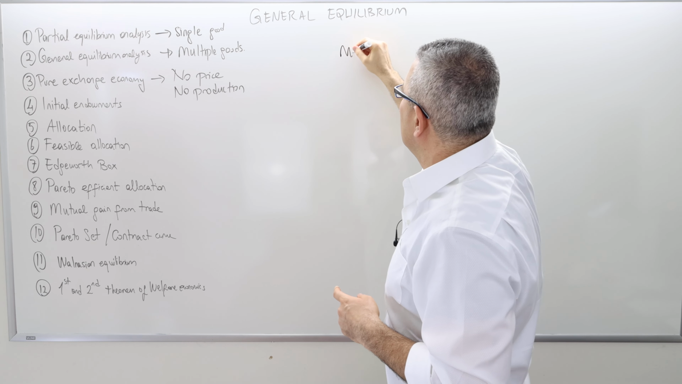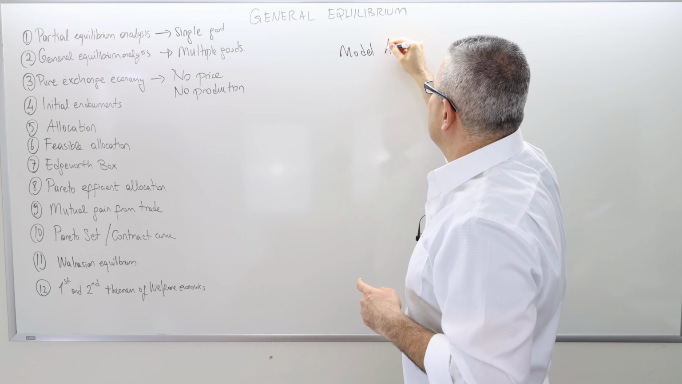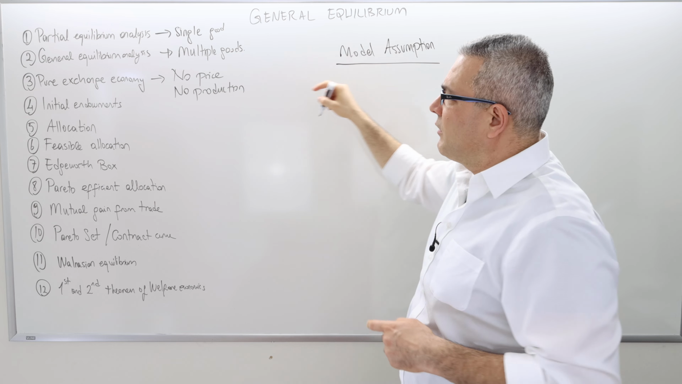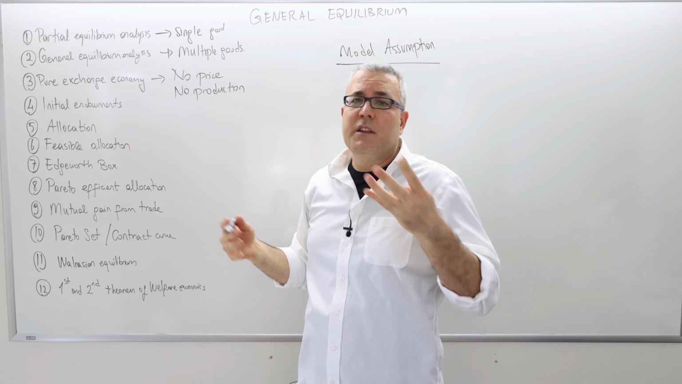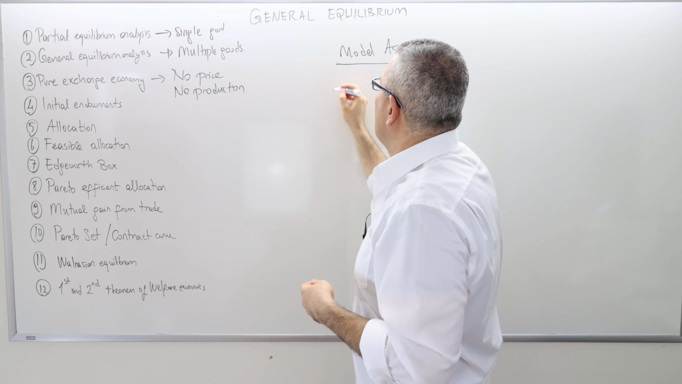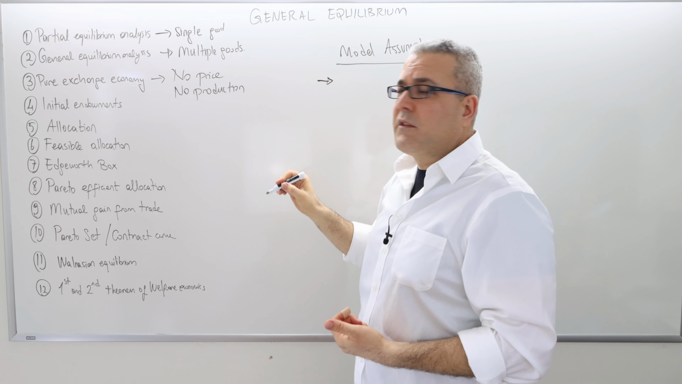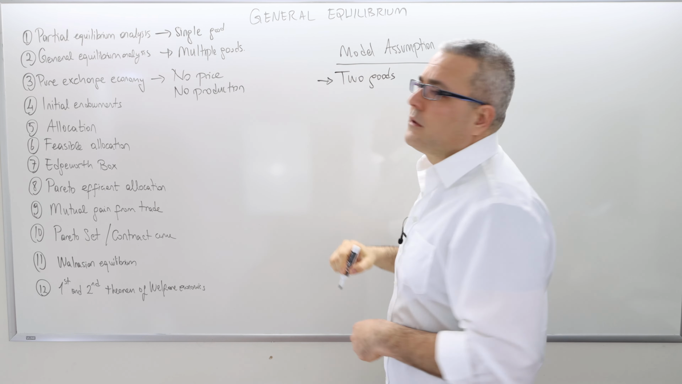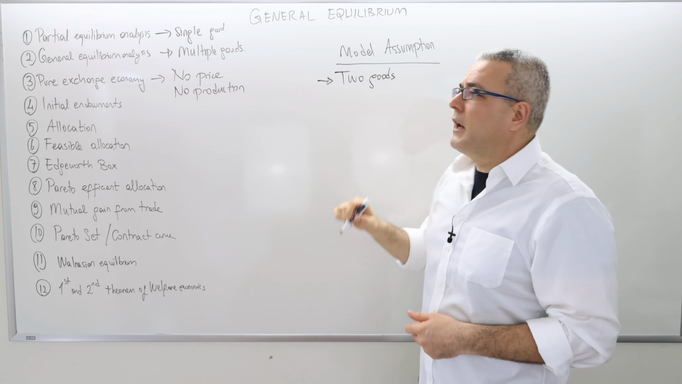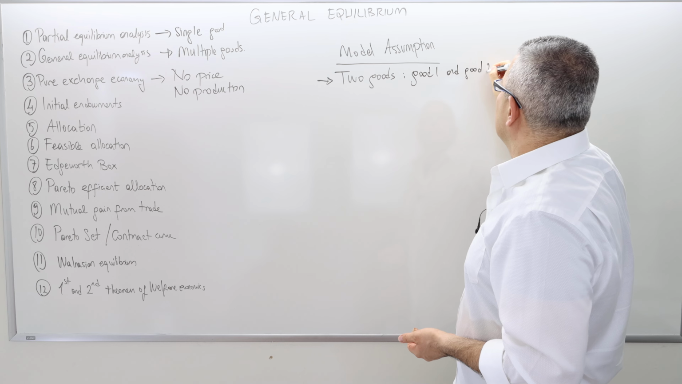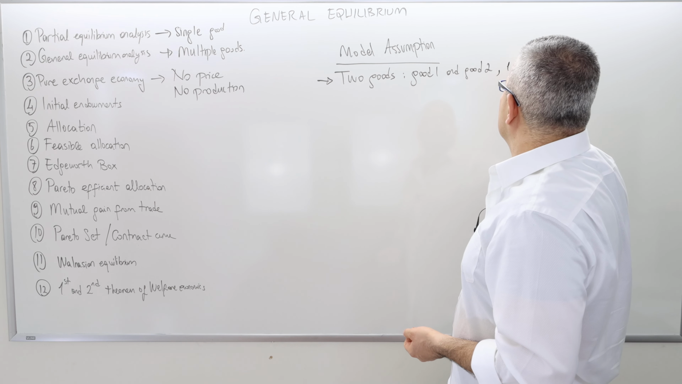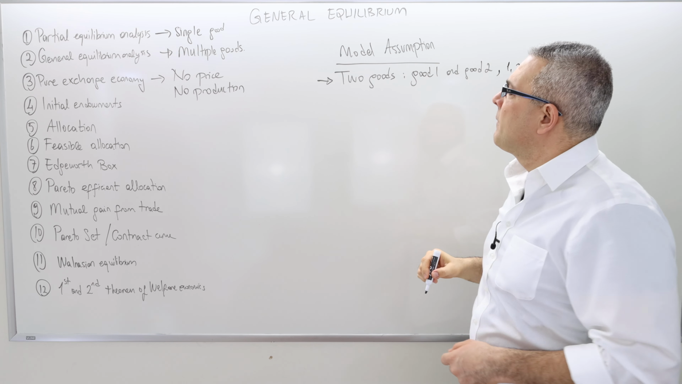All right, let me talk about the pure exchange economy model. The model-specific assumptions. Because we are dealing with general equilibrium analysis, there's got to be multiple goods, right? For simplicity, we're going to assume there are two goods. We need to name them good 1 and good 2. We usually denote them 1 and 2.